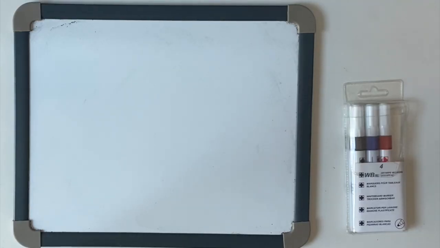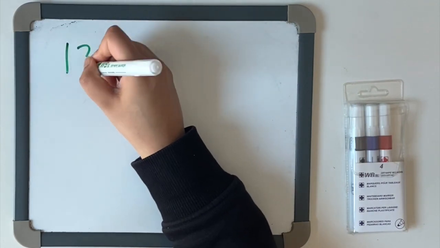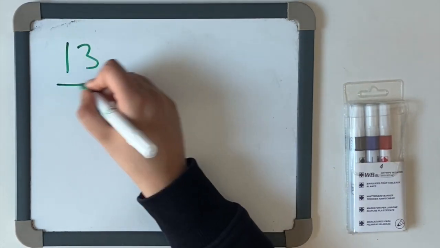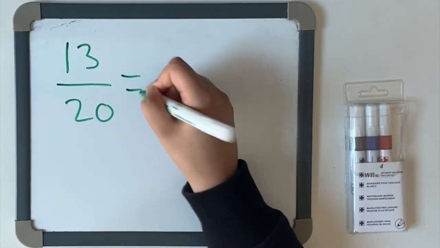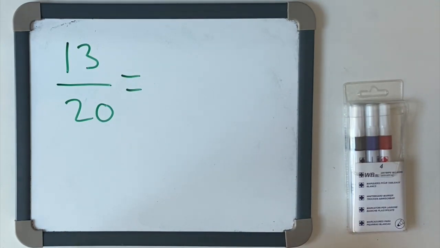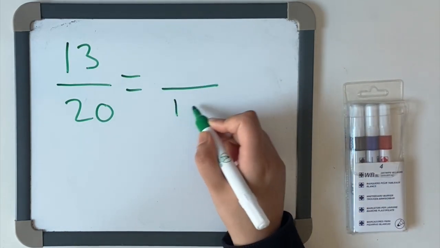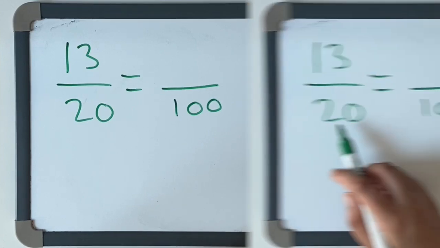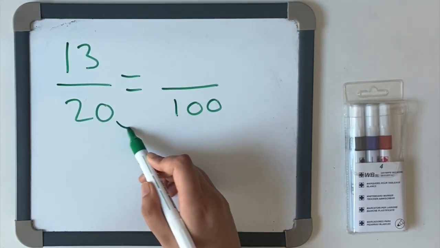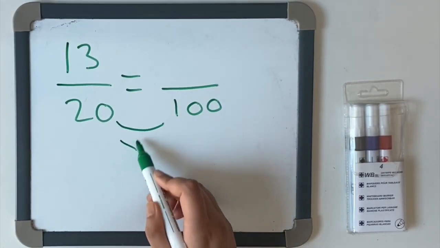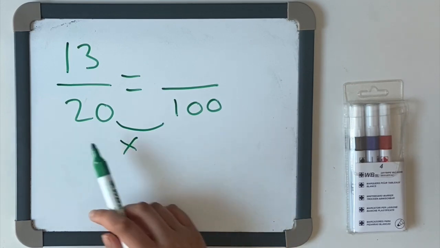Okay, this time we're going to do something a little bit different. In a test paper, you might have a question like this. 13/20, and you need to convert that into a percentage. Now, percent, we know, is out of 100. How many 20s go into 100? That is the question. So how many times did it take to get from 20 to 100?